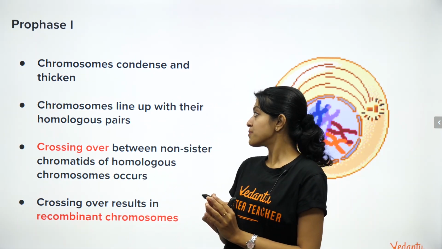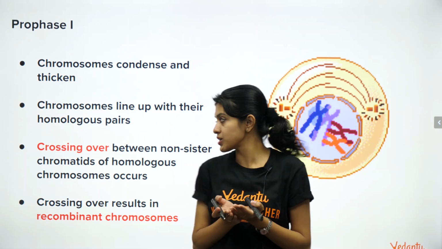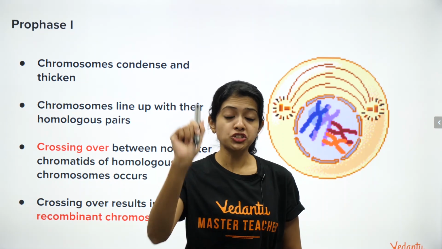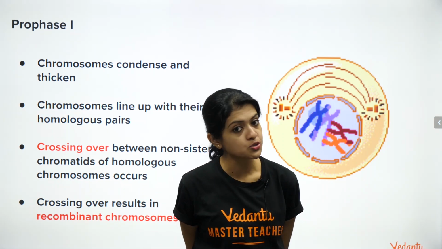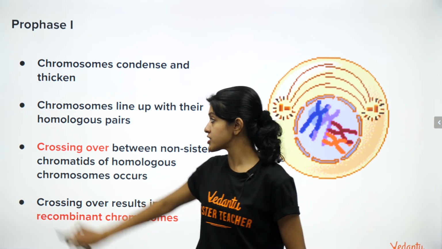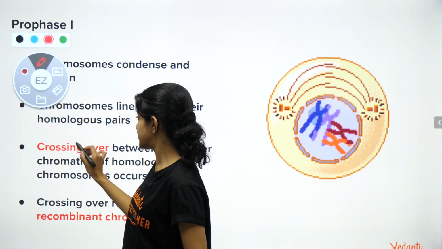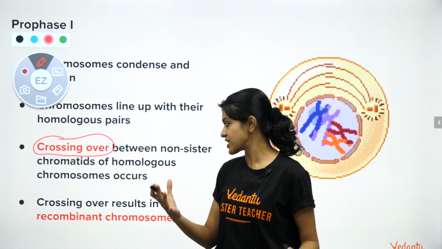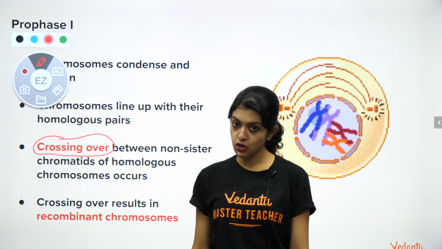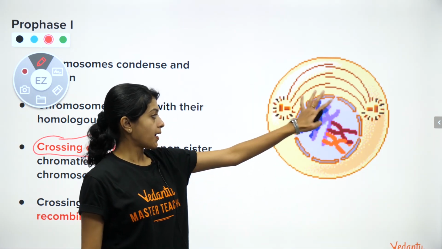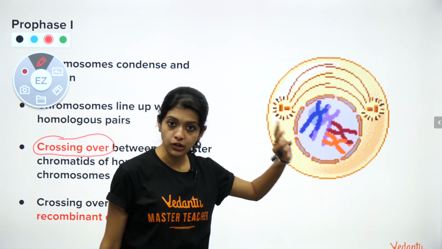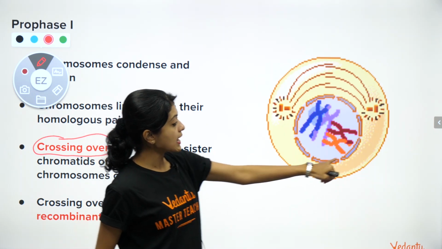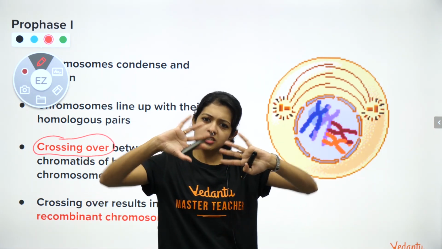Okay, so chromosomes line up with their respective homologous pairs, and there is a very special process that happens in prophase 1, which is called crossing over. Okay, this process occurs between non-sister chromatids of homologous chromosomes. Now this is what a cell in prophase 1 would look like. You can see the chromosomes are condensed and thickened, and the nuclear membrane has begun to degenerate slightly.